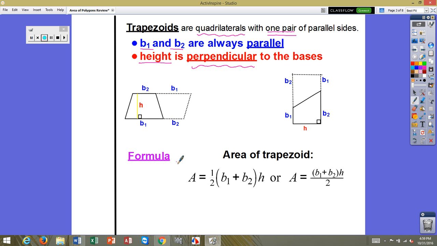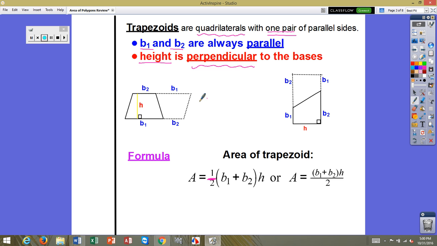The formula that we use for area of a trapezoid is 1/2 base 1 plus base 2 times height. So we're adding the two bases together and we're multiplying by height. You can also use base 1 plus base 2 times height divided by 2 as well. That will also give you the area of a trapezoid.